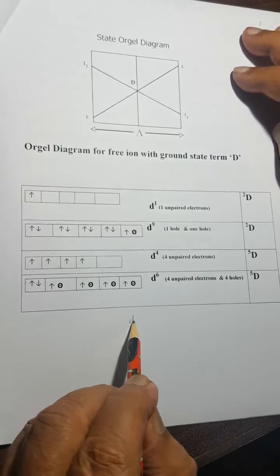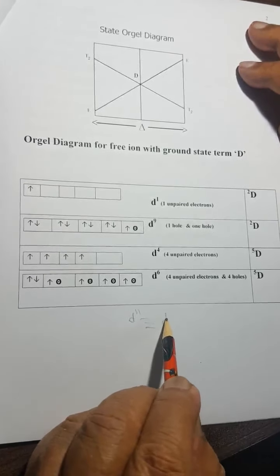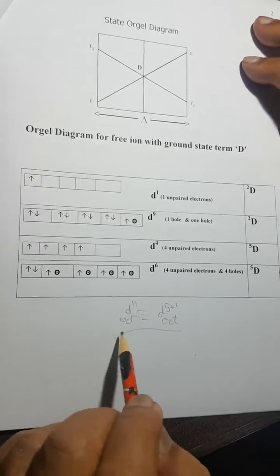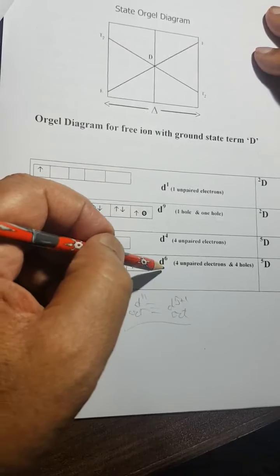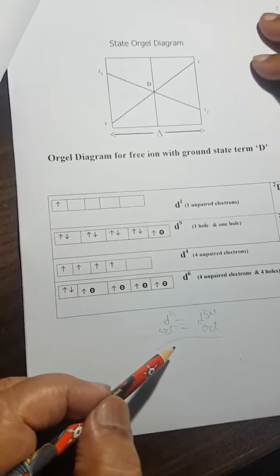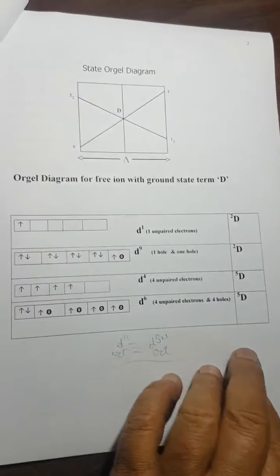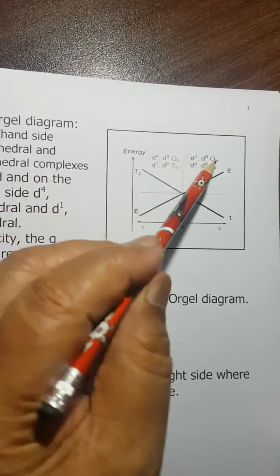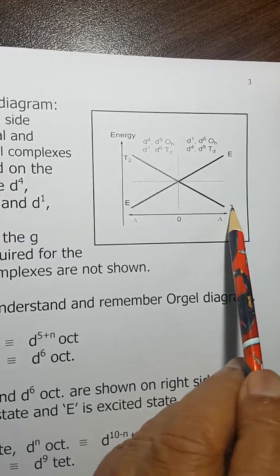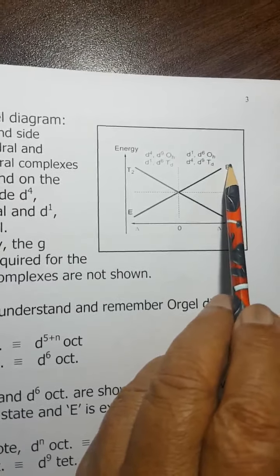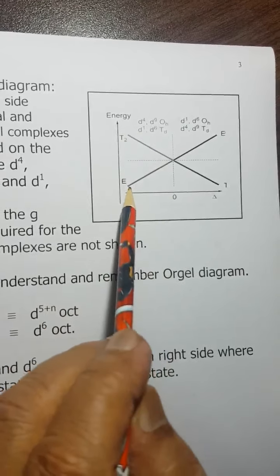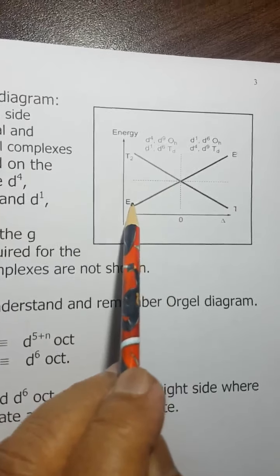There is another relationship. Please remember, dn is equivalent to d5 plus n. Octahedral, and this is also octahedral. Both are the same. You will see d1 and d6 have this relationship, so in the Orgel diagram they will be represented on the same side. Look at this, I have made a diagram here. d1 and d6 octahedral means T2g and Eg, whereas in tetrahedral d1, E is down, and for d6, E will come down.